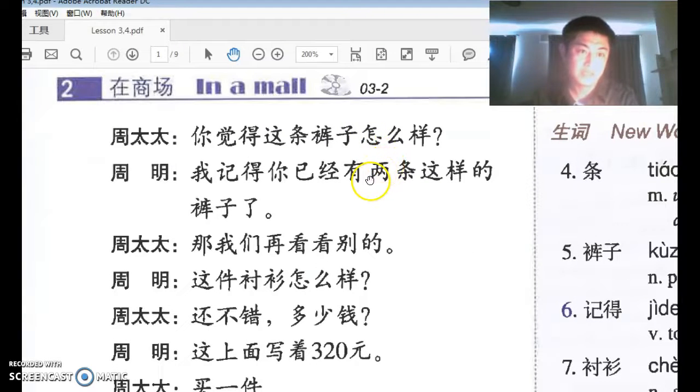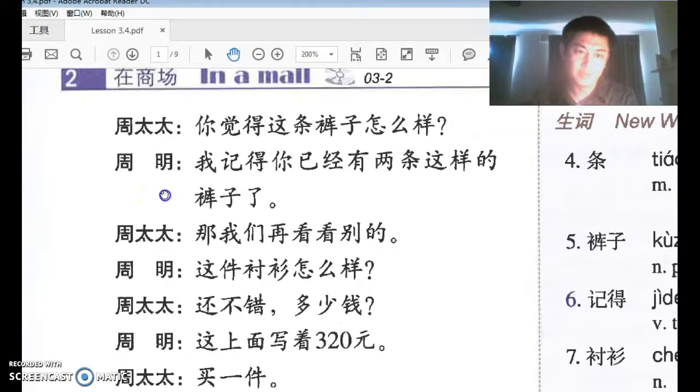And then in the second conversation, we have 周太太 and 周明 again. So we all know 周明 is a bit of a pig, and 周太太 a bit weak really. They have a very unhealthy relationship as far as I'm concerned. Okay, but they are happy. That's their business. Now, who am I to judge?